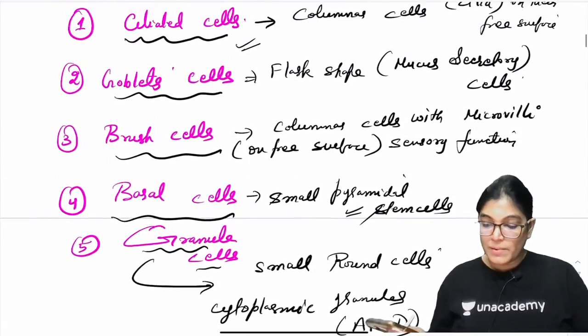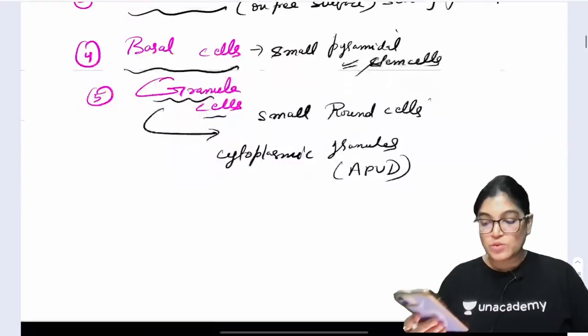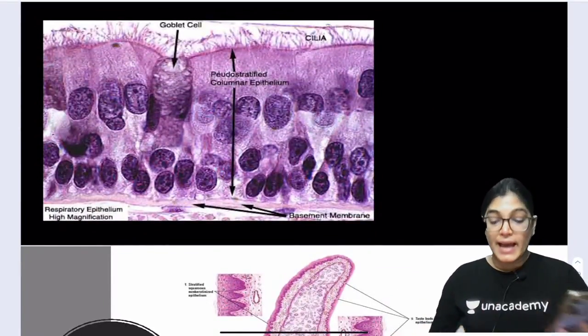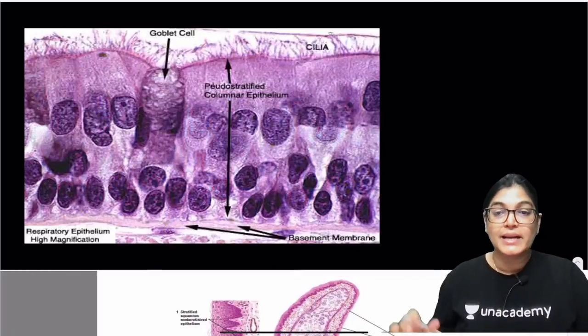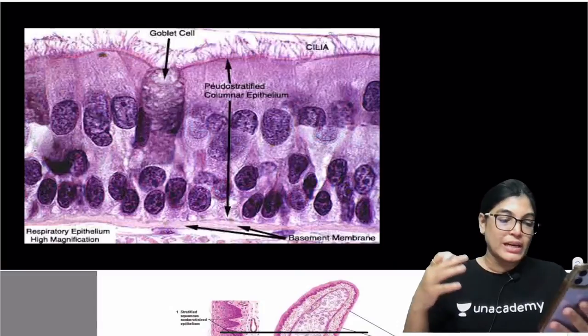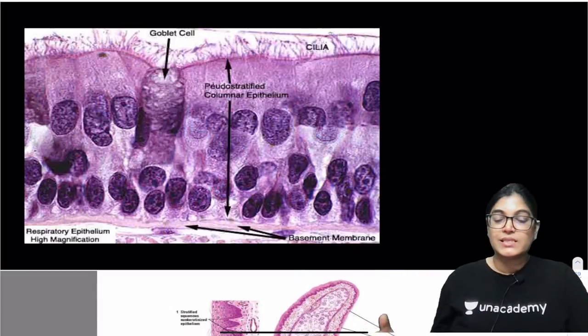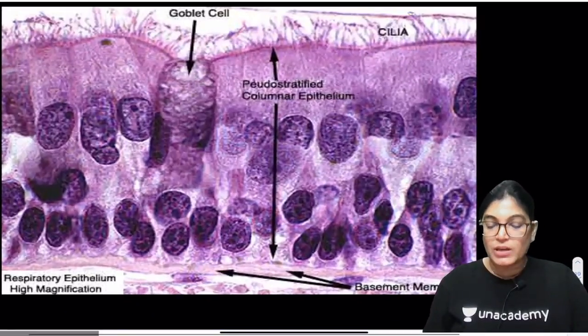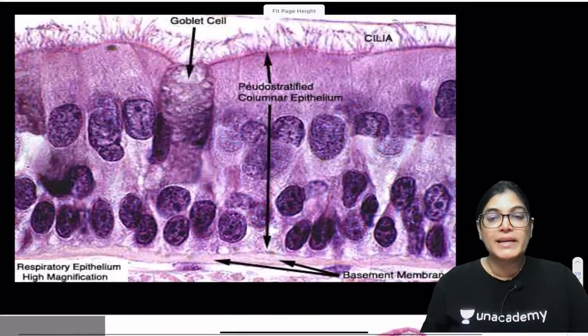Yes, Rangaraj, goblet cells are also present. Absolutely right, dear. Goblet cells are present in the GIT, and when we talk about the large intestine, there is a large number of goblet cells. When you see a large intestine slide under the microscope, the identification point is the presence of so many goblet cells.